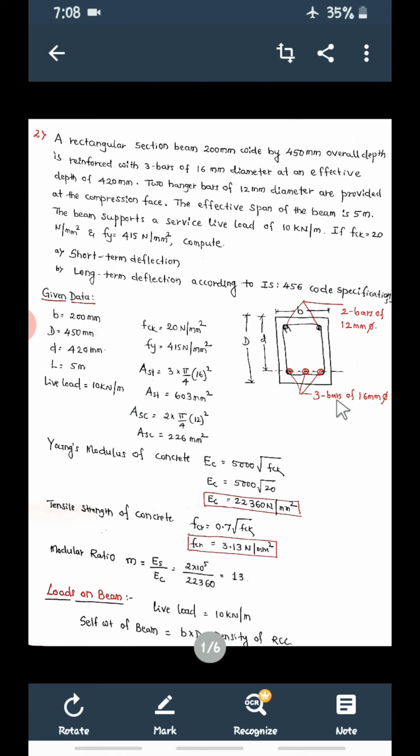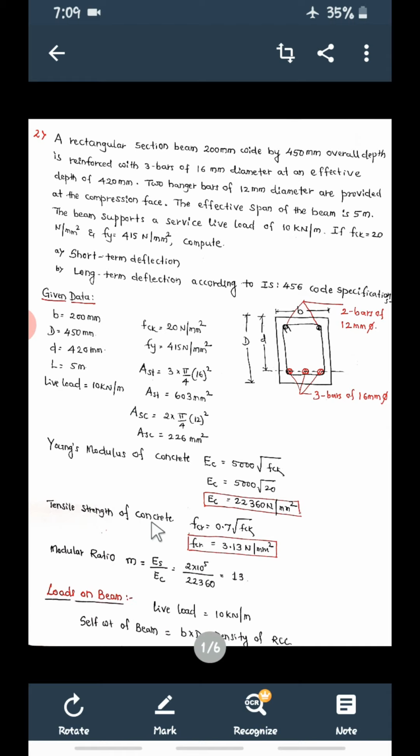Ast, calculate: 3 bars, 3 into pi by 4 into diameter square. So this is 603 mm². Then Asc, 2 bars into pi by 4 into 12 mm square. So Ast and Asc. Next, you can calculate Young's modulus of concrete. Ec is equal to 5000 into root fck. So 5000 root 20 is 22360 N/mm², that is Young's modulus of concrete.